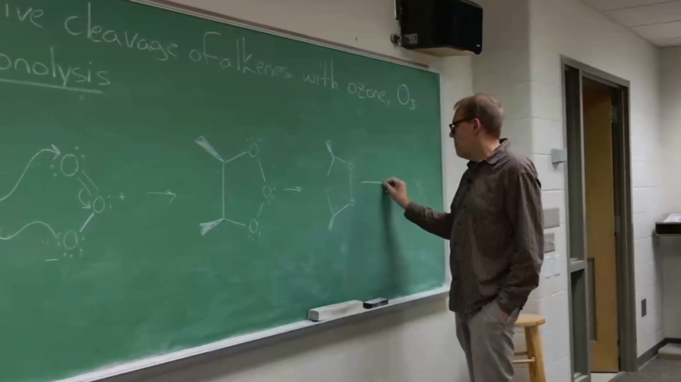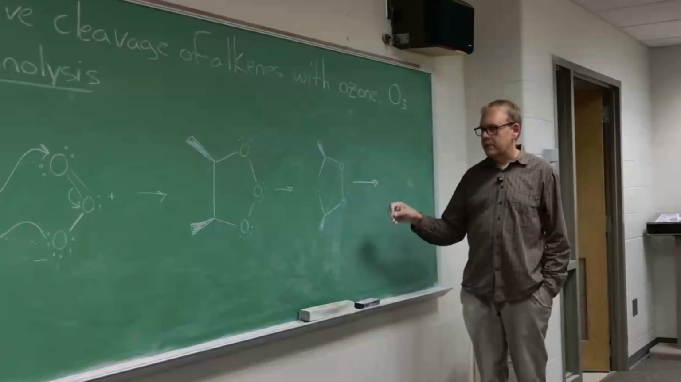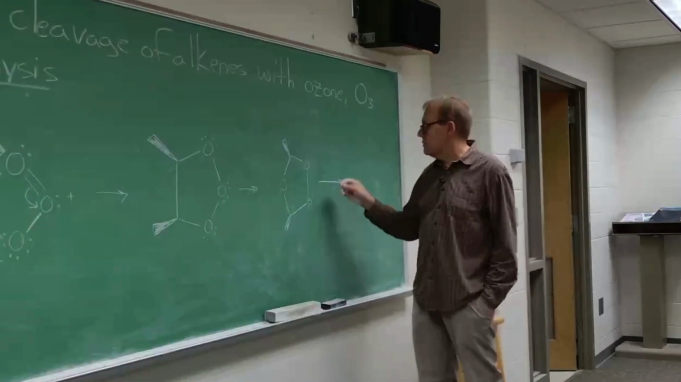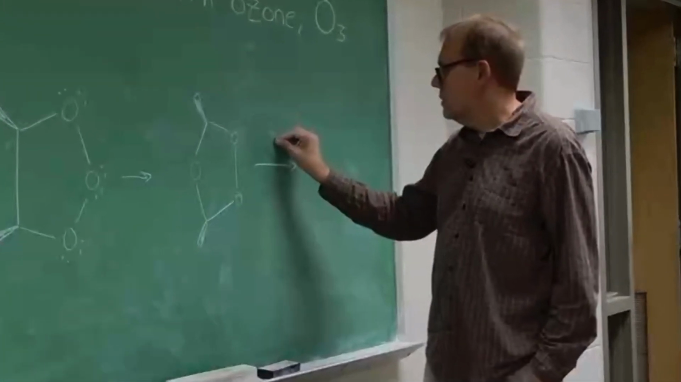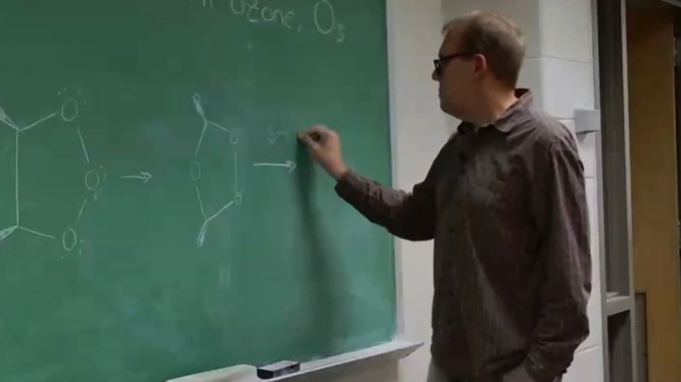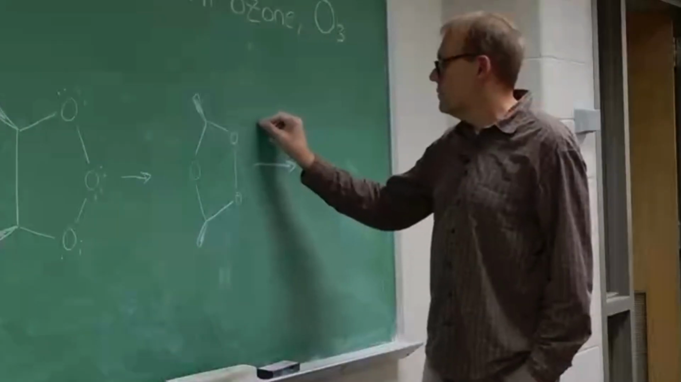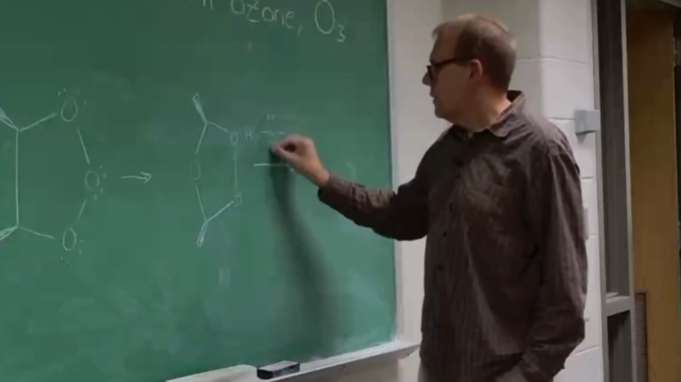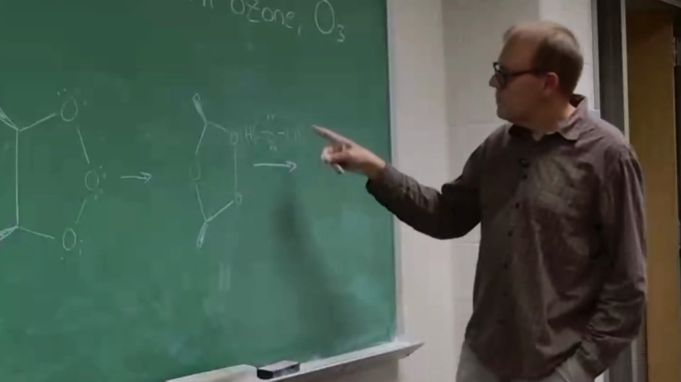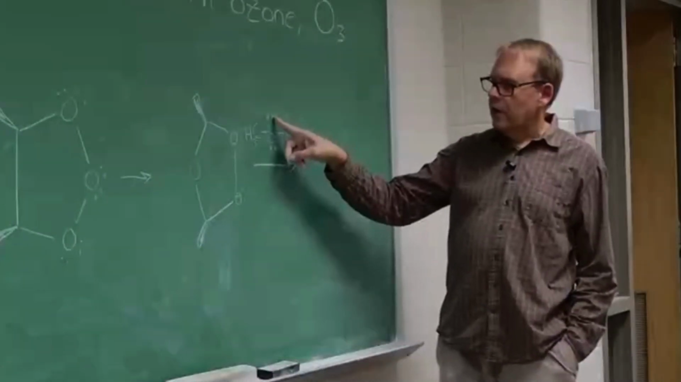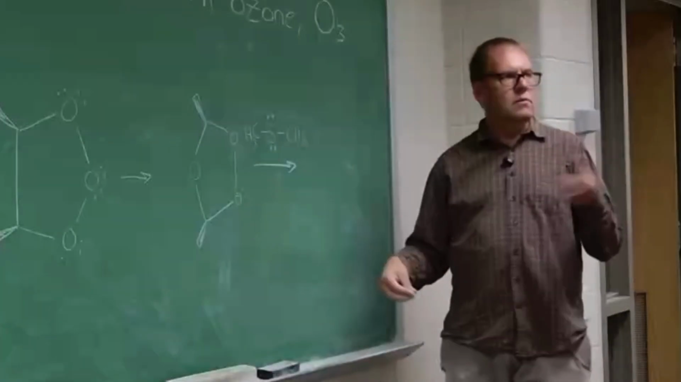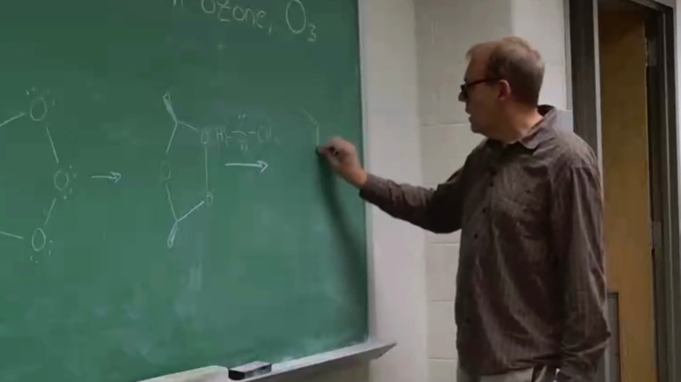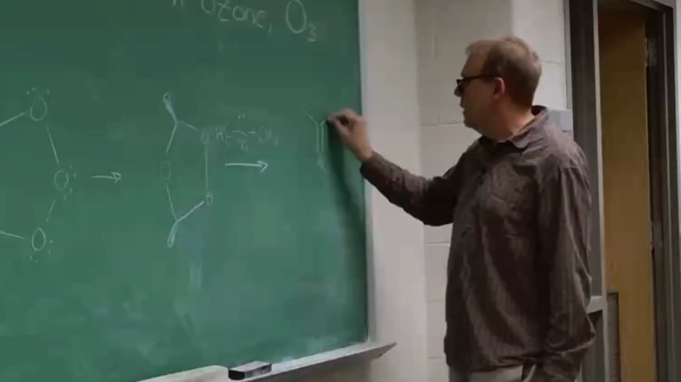And then what has to happen in the next step is that some other reagent is put in that acts as a reducing agent, and the molecule that usually gets used is a molecule called dimethyl sulfide. So dimethyl sulfide is a sulfur that has 2 methyl groups on it, and then the sulfur has 2 lone pairs of electrons. And the purpose of this is that the electrons in the sulfur attack one of these oxygens and take it away. And the final product is you get 2 molecules of aldehyde or ketone.